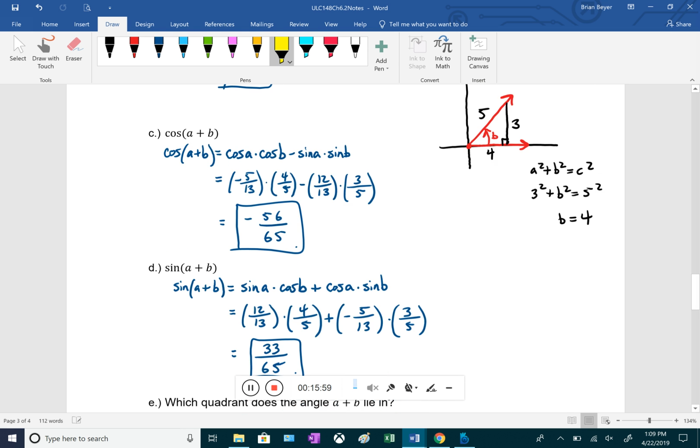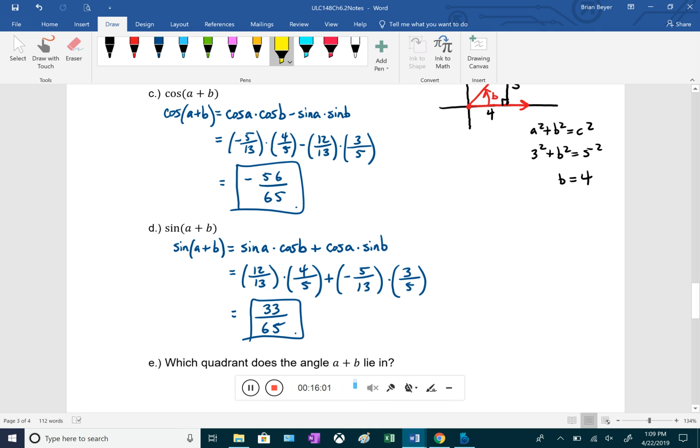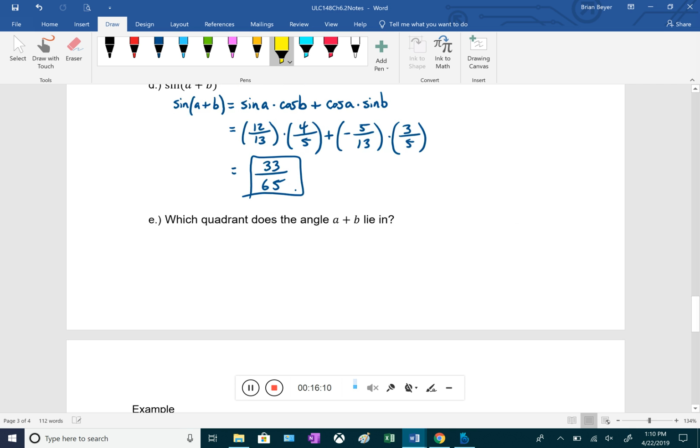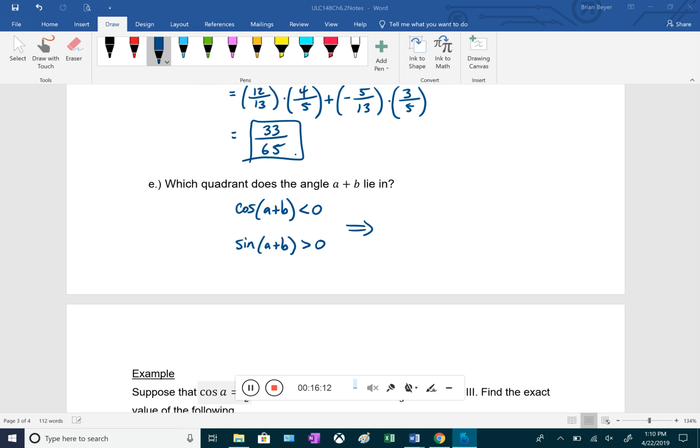So what we're going to do to actually do it the correct way is cosine of A plus B is negative, sine of A plus B is positive. So that only happens for both of those cases when we are in quadrant 2. So A plus B lies in quadrant 2, just like angle A was in quadrant 2.